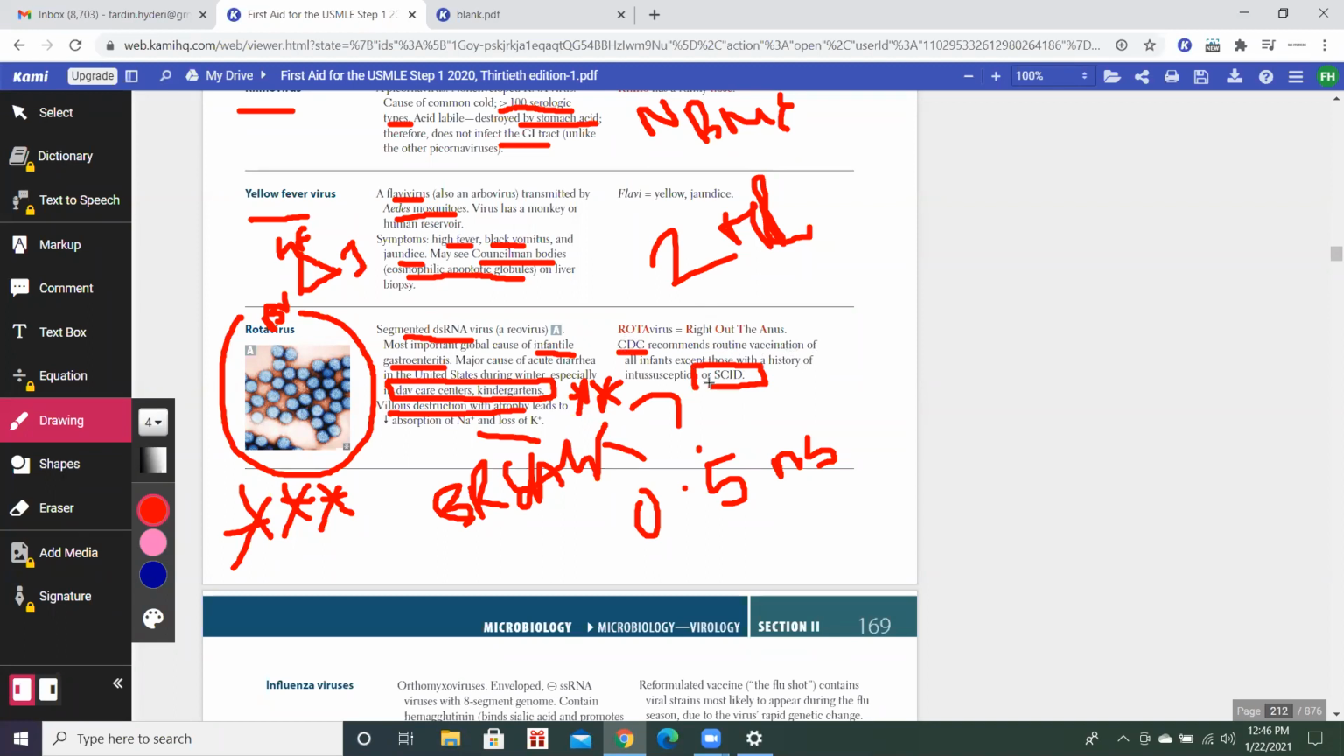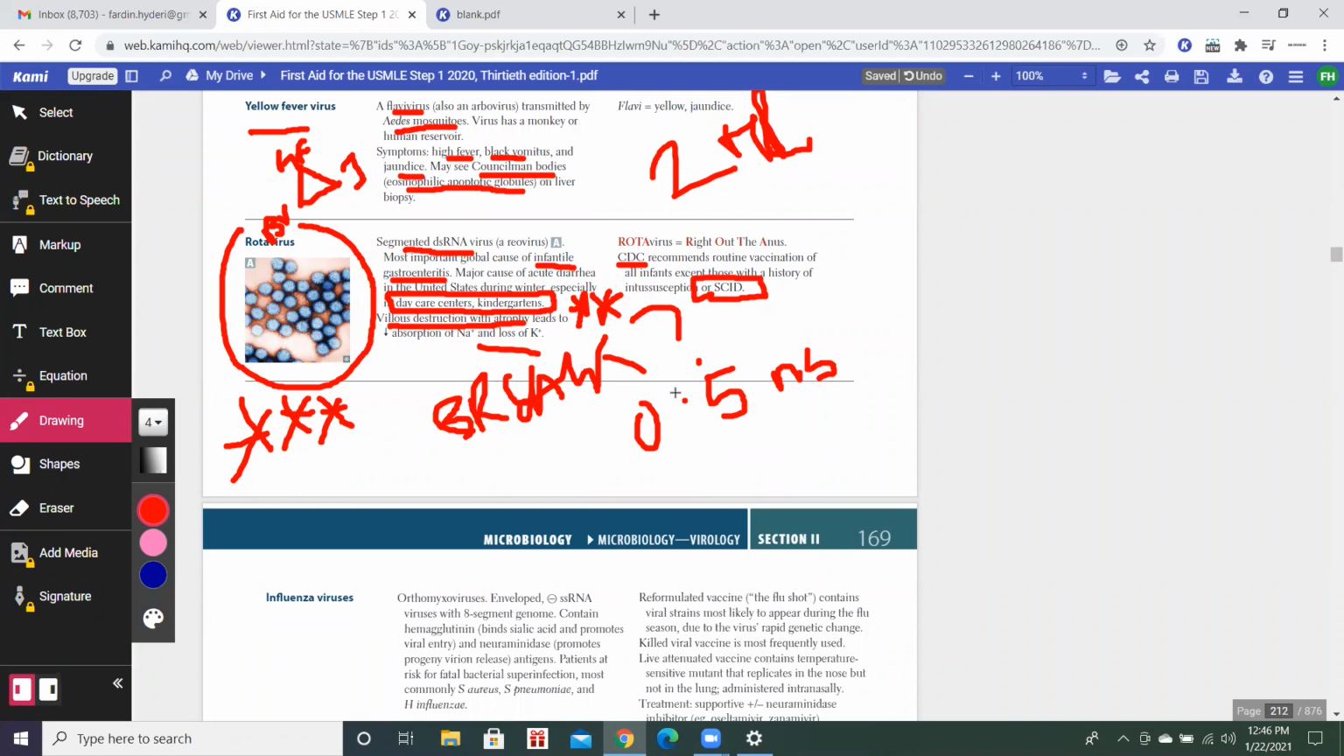What is SCID? Severe combined immune deficiency. What are the causes? Two causes of SCID. Adenosine deaminase deficiency and IL-2R. Very good. Which one is more common? Adenosine deaminase or IL-2R? IL-2R. Very good.